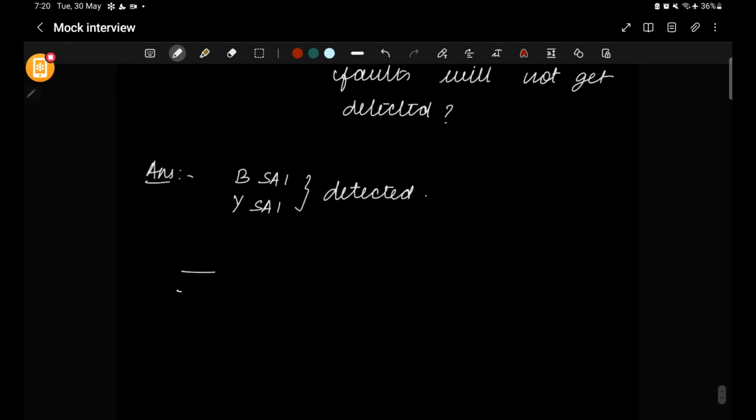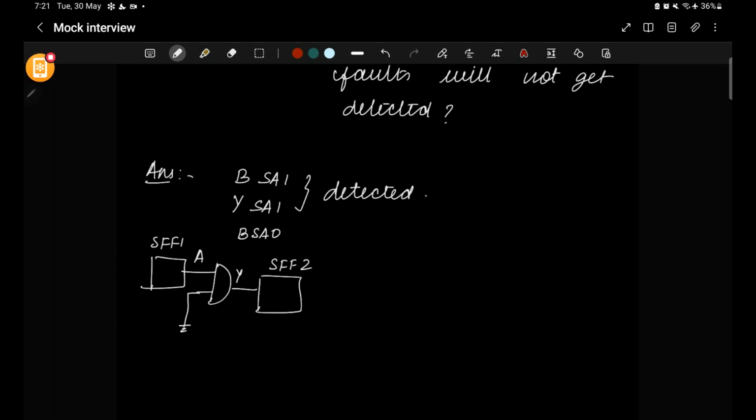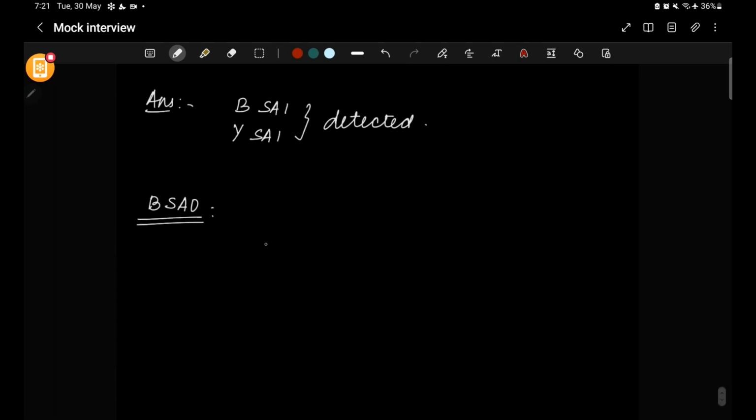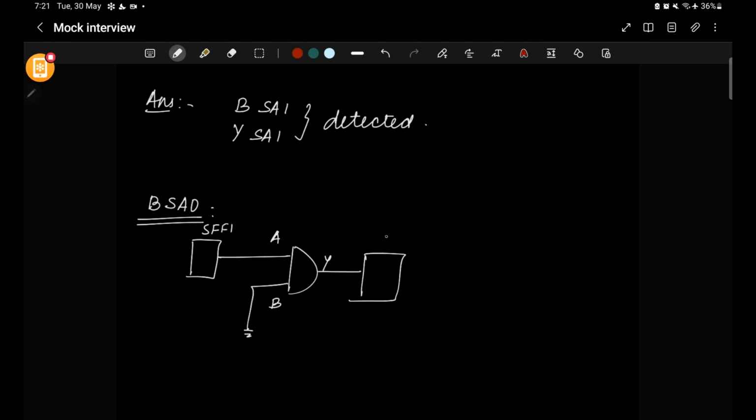So here, B is tied to ground. This is B, this is A. This will be coming from some scan flop output, and this is Y. So now, if we just consider B stuck at 0, this is A, this is B. This is coming from one scan flop, and this output Y is going to another scan flop.